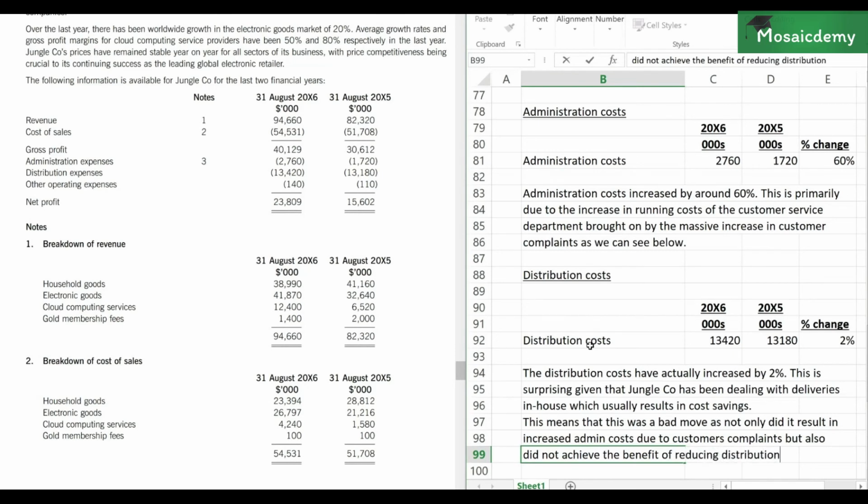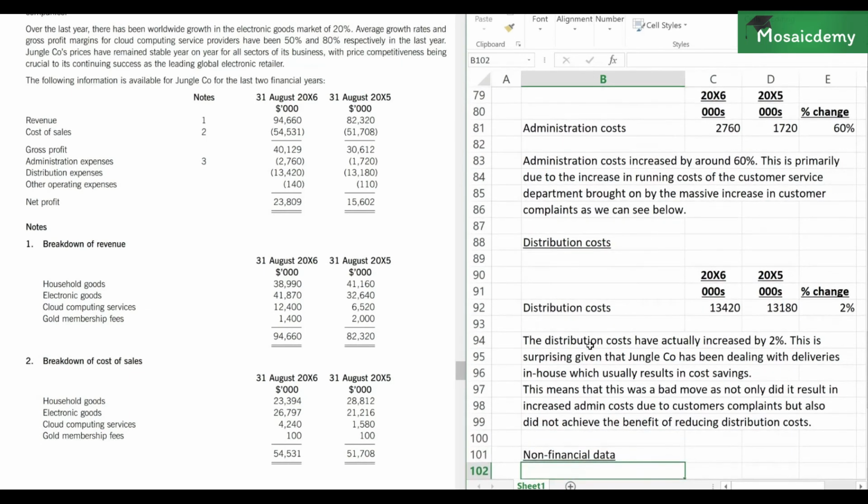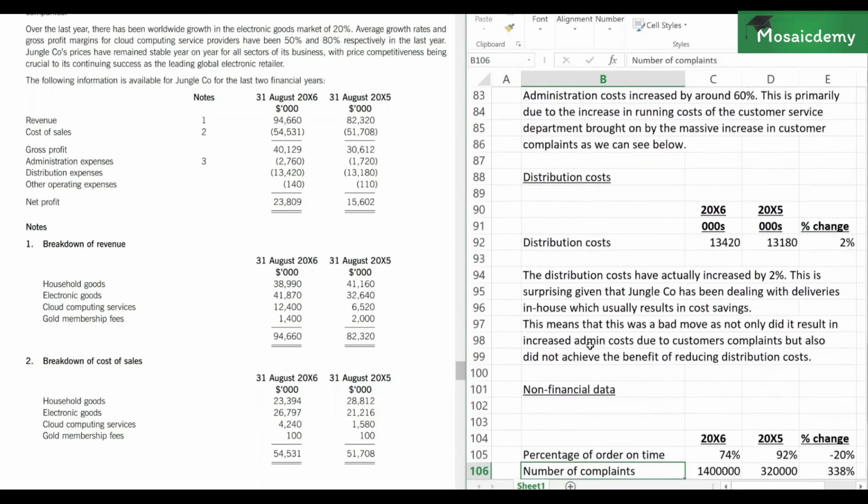distribution costs. Now, sometimes students will take this a step further and start making recommendations. It is recommended that they go back to international. No, they're not asking for recommendations. They're just asking for the analysis. You don't have to tell them what they should be doing. Just mention what they did and what the result was, okay?